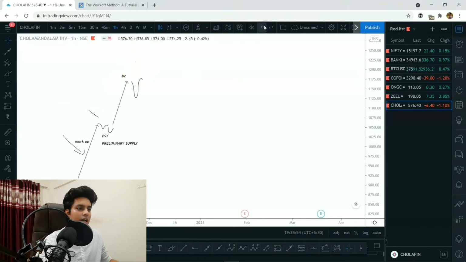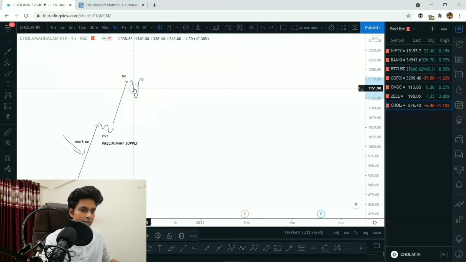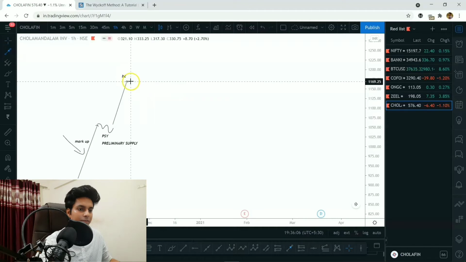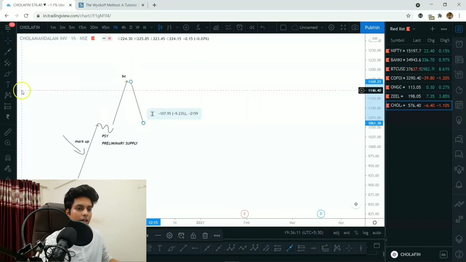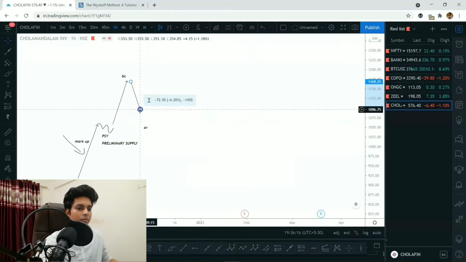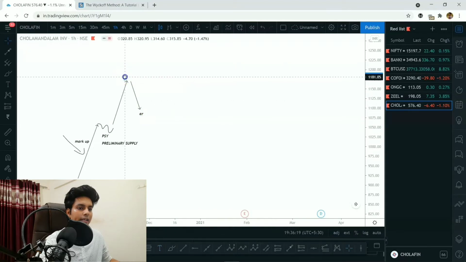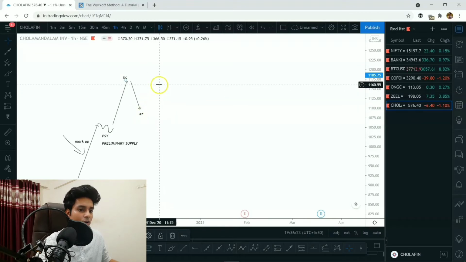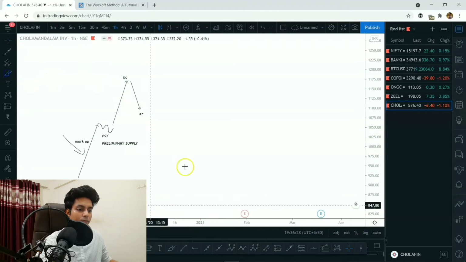Now what happens as the prices move higher? We get BC. BC is what Indians can relate to, not what you think. So BC is buying climax, and the prices fall down. This is what we call AR, which is automatic rally. So after buying climax, we get an automatic rally. This automatic rally is produced because of profit booking.